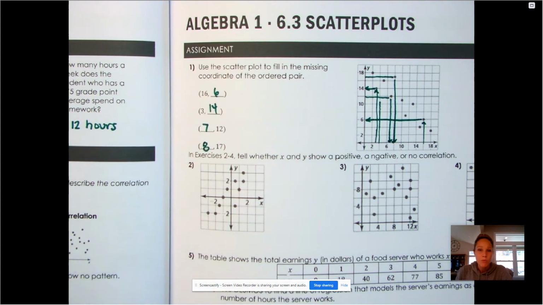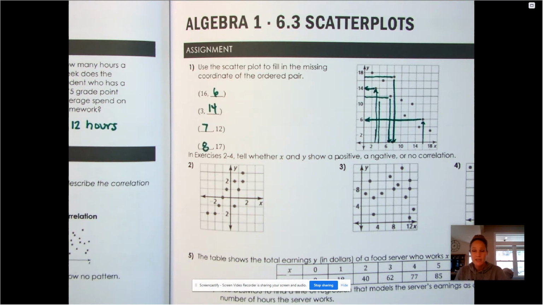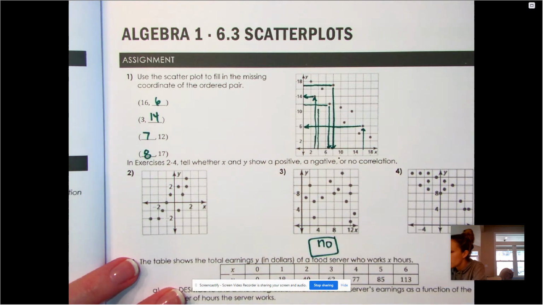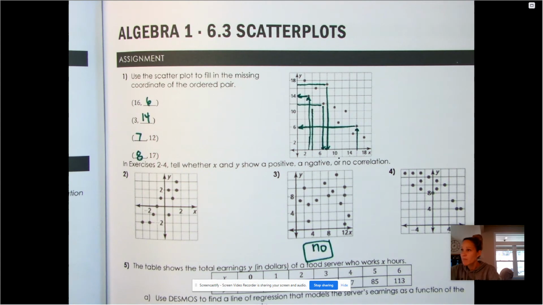All right. Question number 2, you can try on your own. You're just going to say whether there's a positive, a negative, or no correlation. Question number 3 would be no correlation. Question number 4, you can do on your own. What type of correlation does it have?